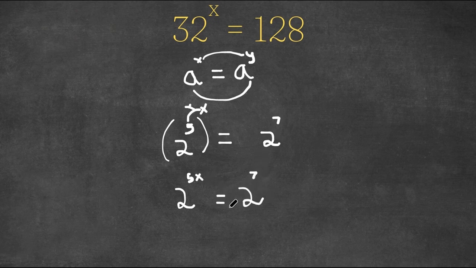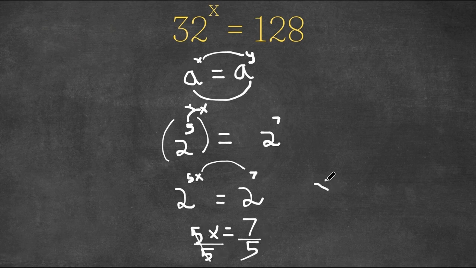Now, as you can see, our bases are the same, so that means our exponents are the same as well. So this means that 5x equals 7. Now, if we divide by 5 on both sides, these two cancel out, and we get x equals 7/5. And this is our answer.